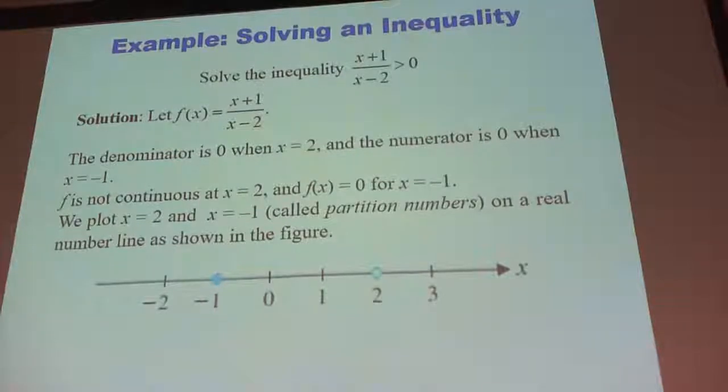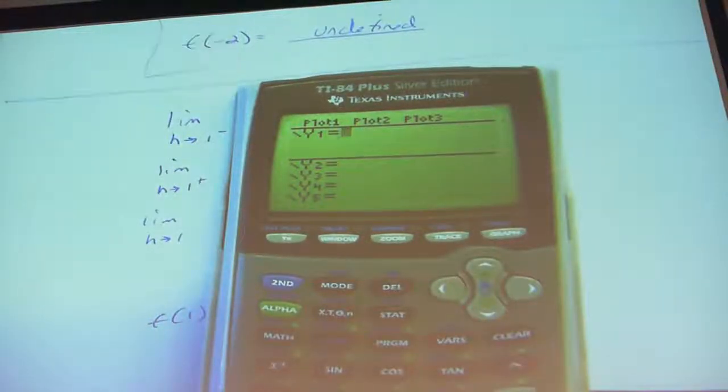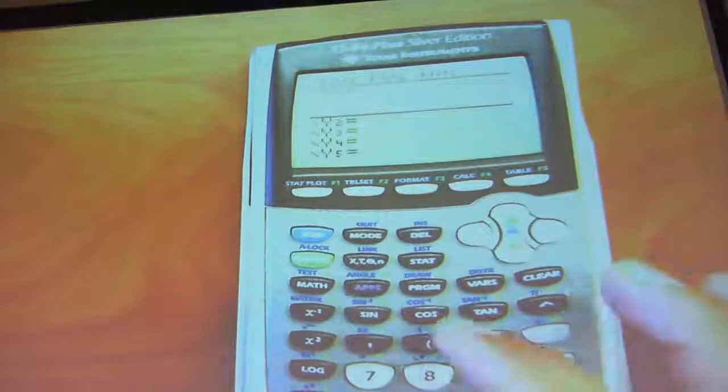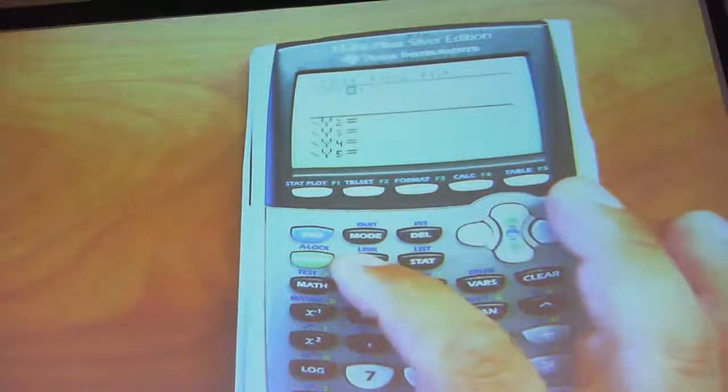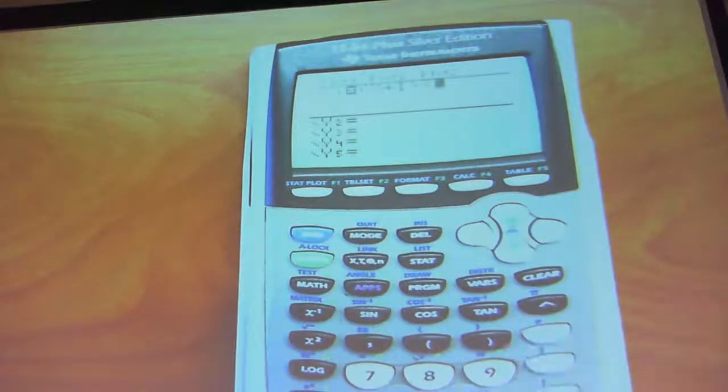So let's go to your calculator. Everyone go to your calculator and let's have our calculator help us out. We go to Y equals. In Y1, let's put parenthesis x plus 1, close parenthesis, divided by parenthesis x minus 2.